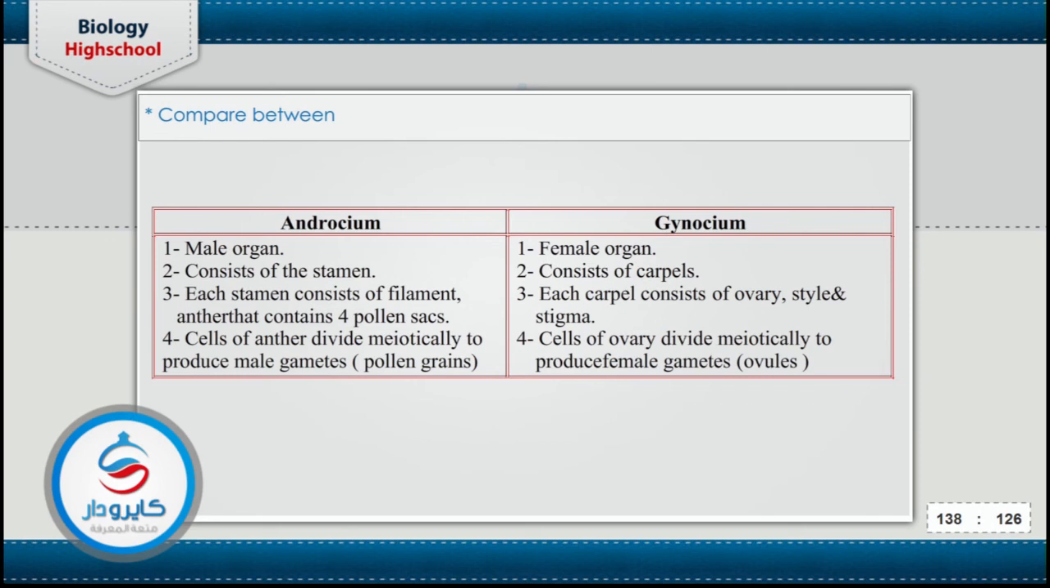The cells of the anther divide by meiosis or meiotically to produce the male gametes اللي هي البولين جرينز، لكن الثانيه برضو by meiosis or meiotic division to produce the gametes which are called the ovules. The next question.